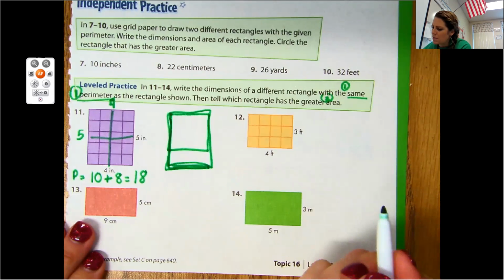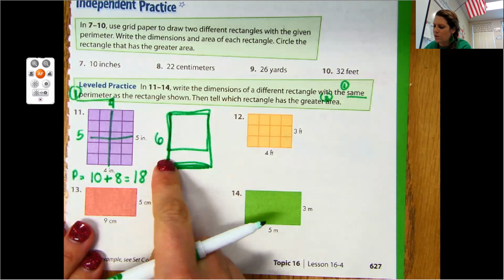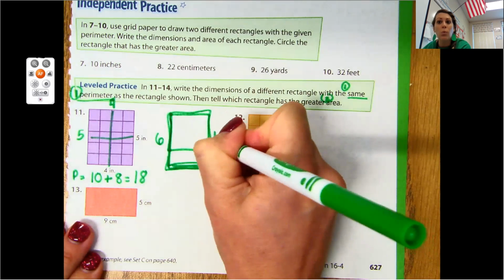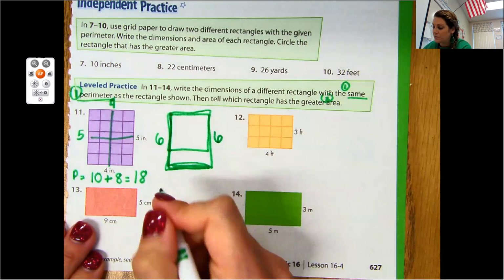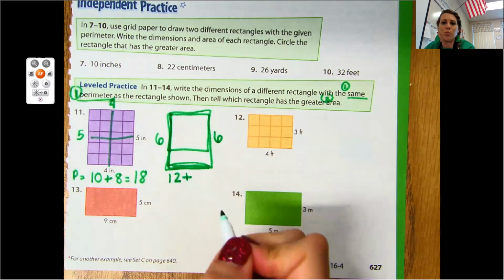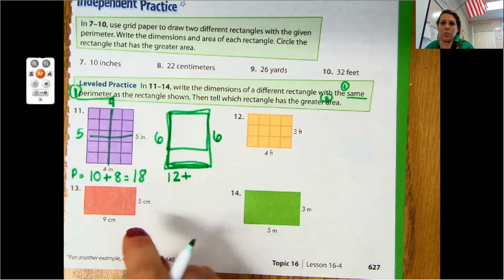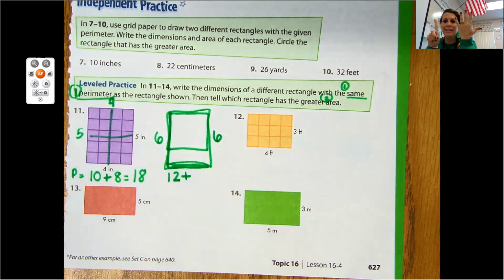And let's do maybe 6. So if this is 6, then what's this side going to be? 6, right? All right, well, let's stop and think, what is 6 plus 6? 6 plus 6 is 12, right? So how much more do we need to get to 18? Let's see, 12, 13, 14, 15, 16, 17, 18. So altogether we need 6 more.